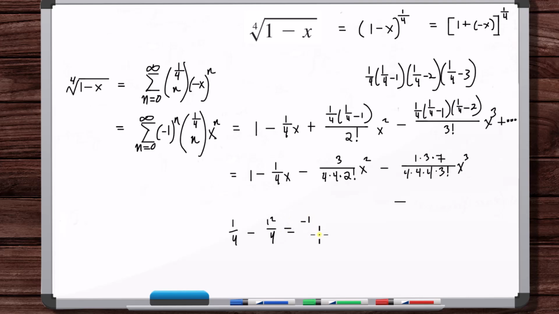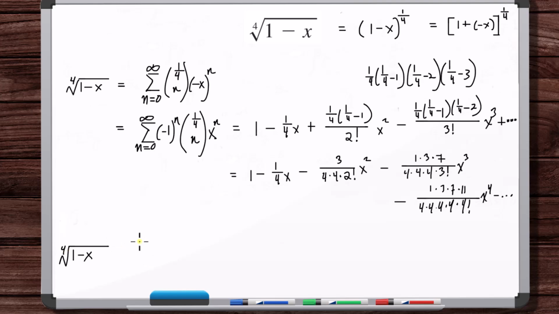So yeah, we've got 4 times 4 times 4 times 4 times 4 factorial over 1 times 3 times 7 times 11 x to the fourth. Okay, so here we can see more of a pattern, at least starting from this term. So what we can do is we can do this.